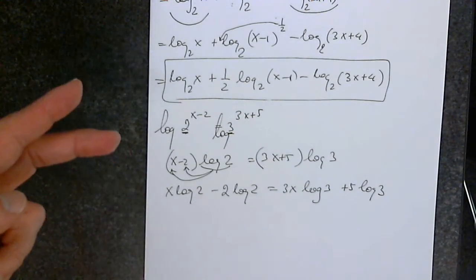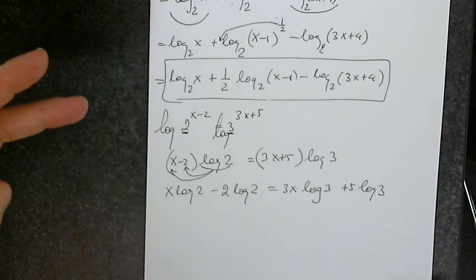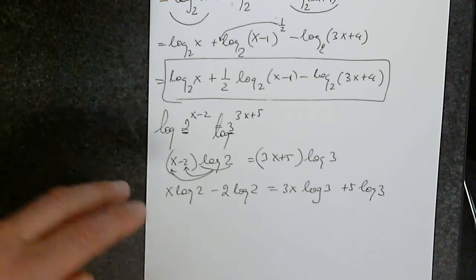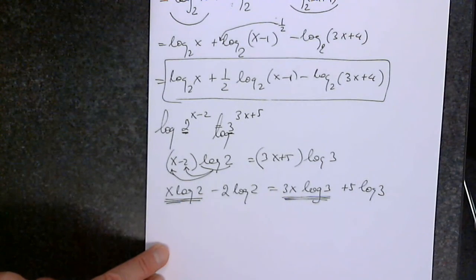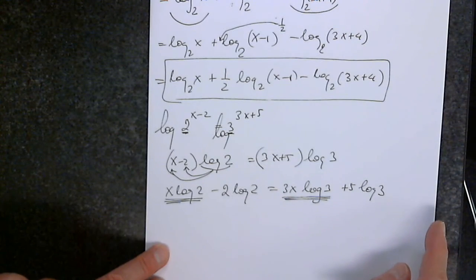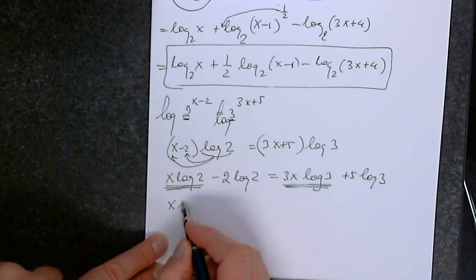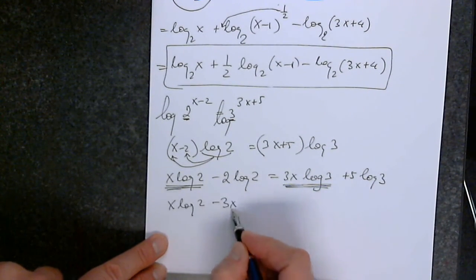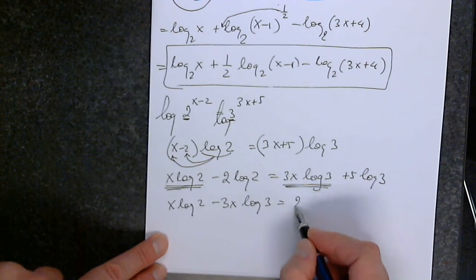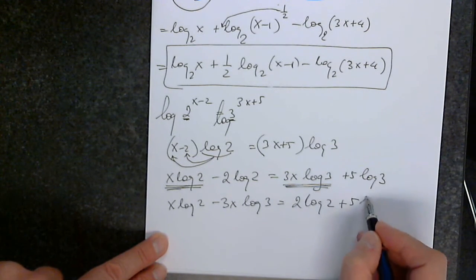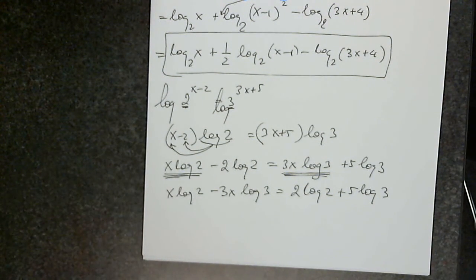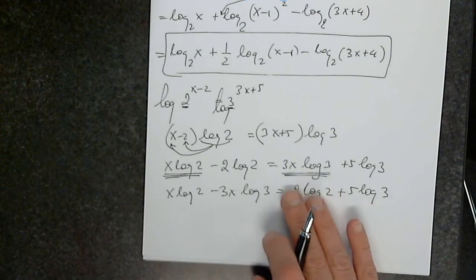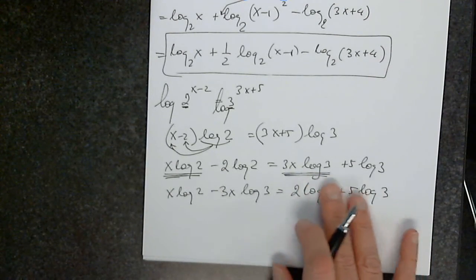Now I notice this is a linear equation. It has sophisticated numbers in it, but they're simple numbers, nothing else. So this and this have to be on the same side because they contain x. This one has to go to the other side. So I have x log 2 minus 3x log 3 equals 2 log 2 plus 5 log 3. Again, don't look at this. This is just a bunch of numbers, nothing else.